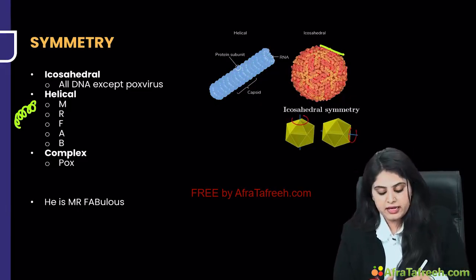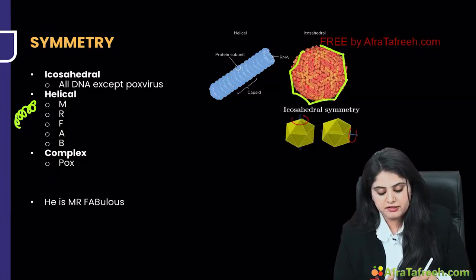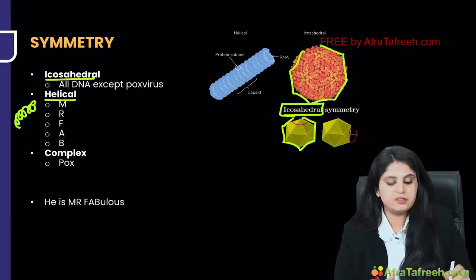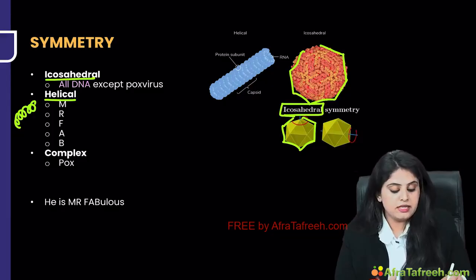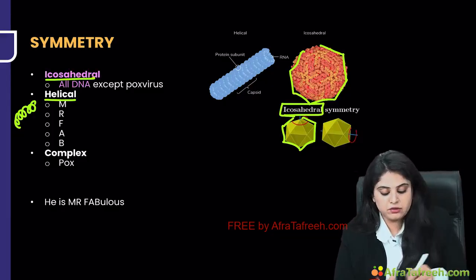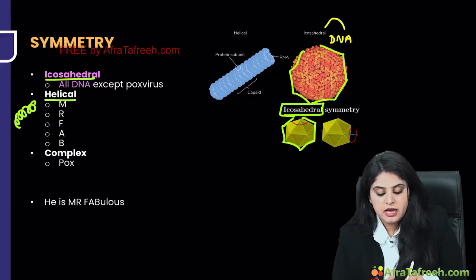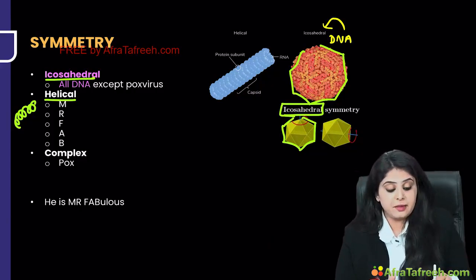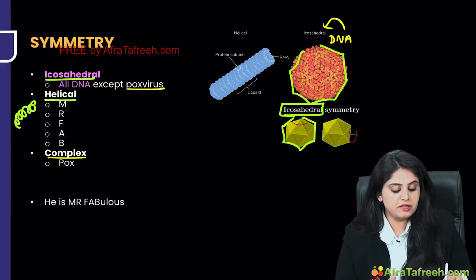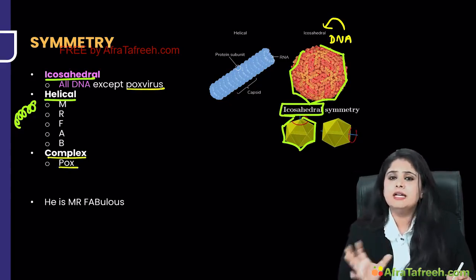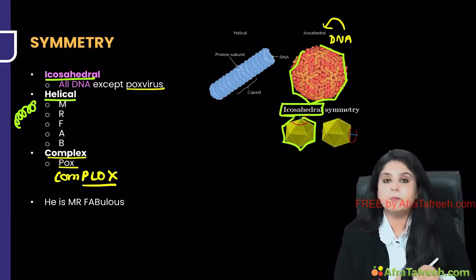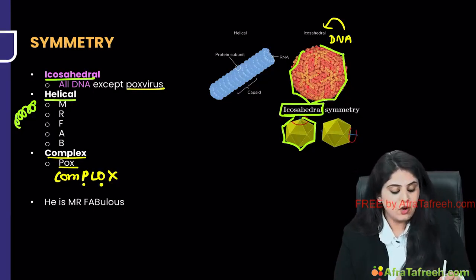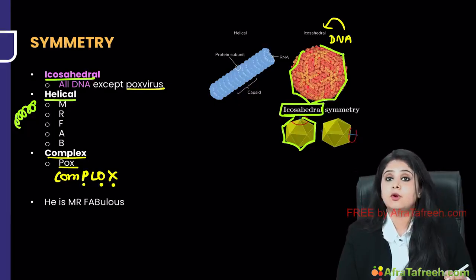Sometimes you will say it's looking like a little bit of a shape. Some shape is coming inside it. That shape is known as icosahedral. So different shapes and symmetries of that nucleocapsid can be there. Let me tell you, all the DNA viruses are icosahedral. So all the DNA viruses are going to be icosahedral except pox virus. You know, pox is a complex symmetry. You can't comment. It's very complex. So how have I learnt it? Complex. I have learnt it as complex, which will tell me that the complex symmetry is present in the pox virus.